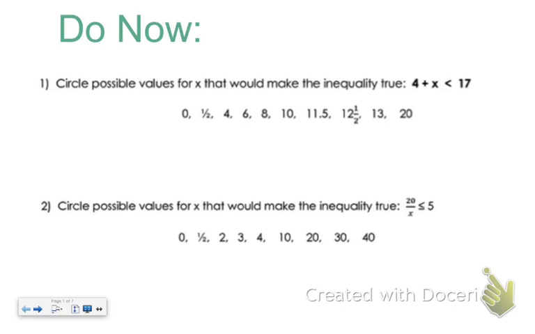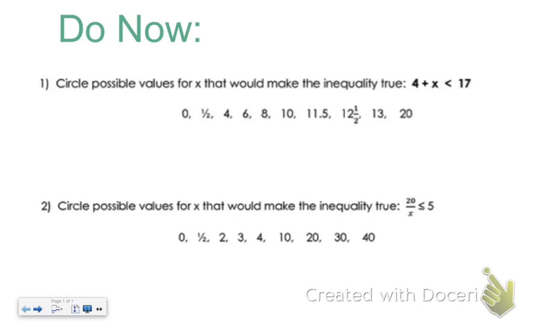So for problem number 1, it says circle possible values for x that would make the inequality true. So we have the inequality 4 plus x is less than 17. So we're thinking about numbers that we would add to 4 that would be less than 17. There are two ways that we can approach this problem. We can either take values, so for example 0, and substitute them for x and determine if they're true. So we get 4 is less than 17, which is true, therefore 0 is part of the solution. It would take quite a while for us to substitute all these values.